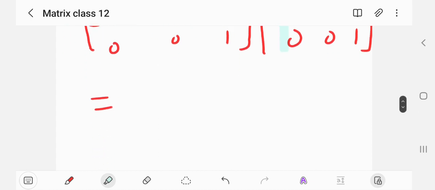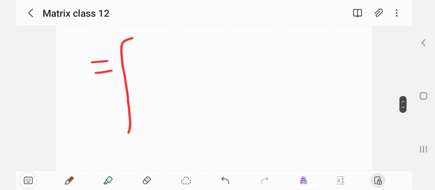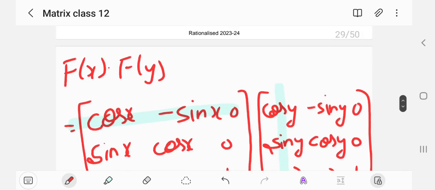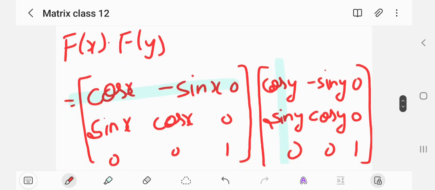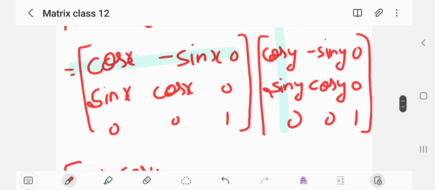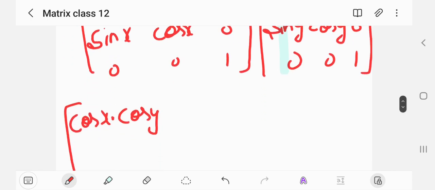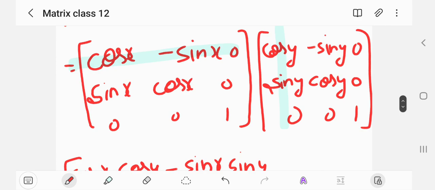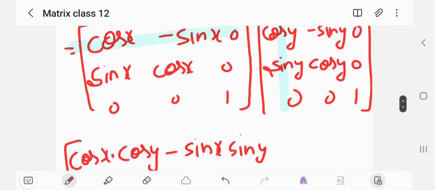So if I multiply, what will I get? I will multiply these terms. So cos x into cos y, then this sign will be multiplied with this sign, so I get sin x into sin y, and this is 0. So this is the first entry which I will get.